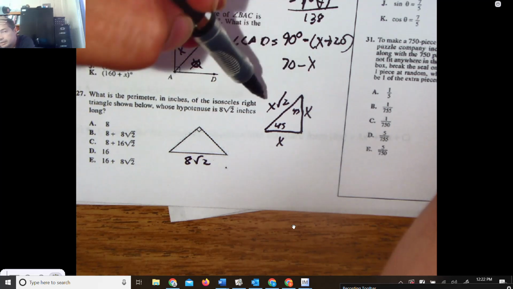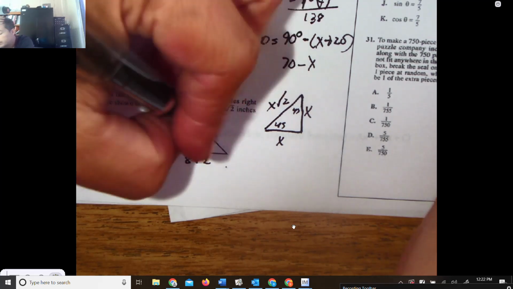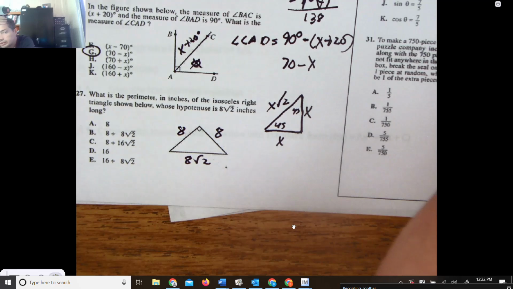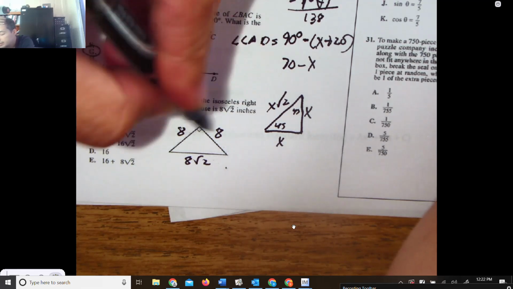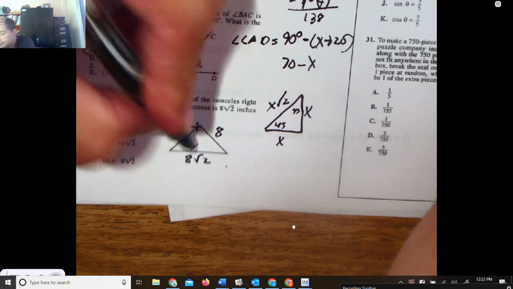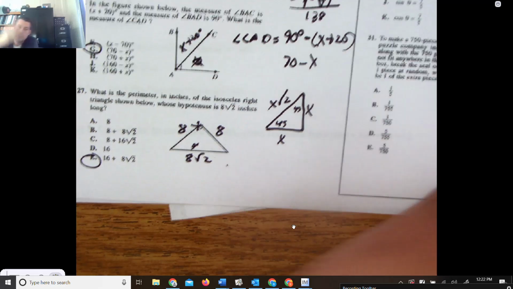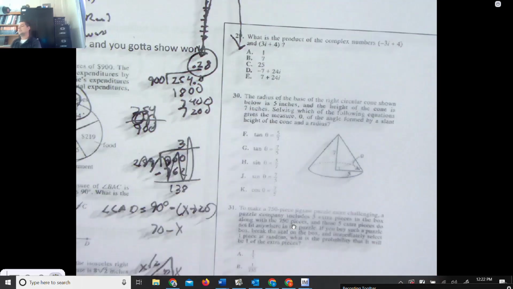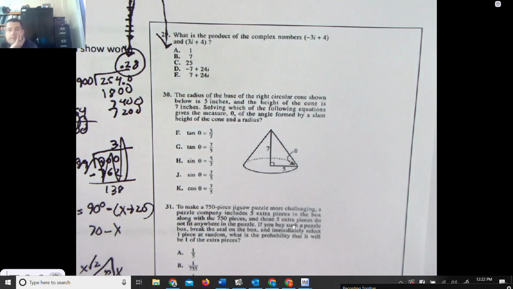Anyways, to go from the hypotenuse to a short leg, you divide out the root 2. And there you go. She is 16, 8 plus 8, plus 8 root 2. Choice E. There's a longer way to get that answer using the Pythagorean theorem.